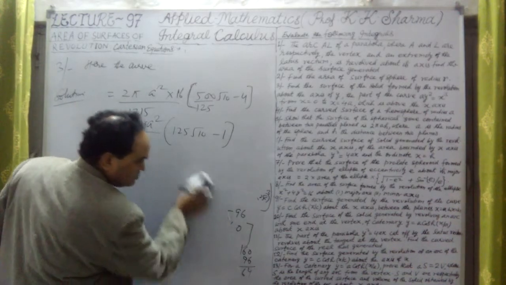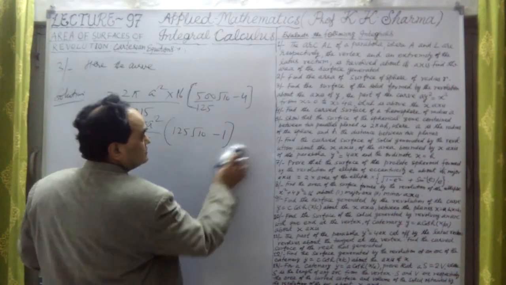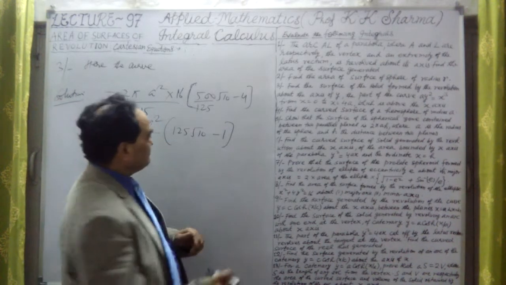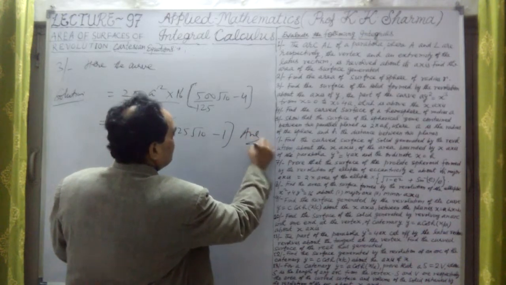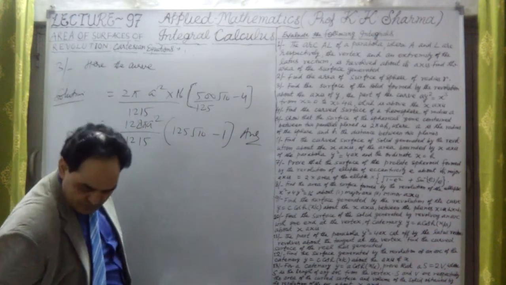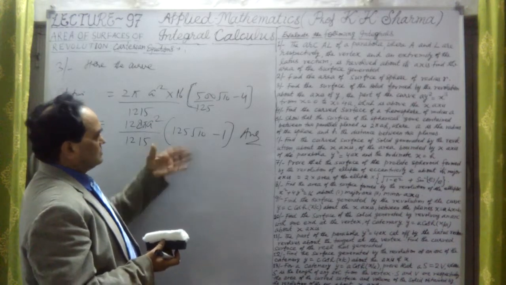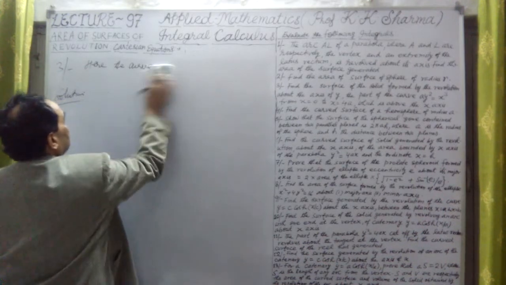Area of the solid generated by revolving that area, that surface around the y-axis. This is question number 3 here. This is the final answer. Question number 3, that is done. Okay. This is about the question. The answer is in this numerical value. So this is question number 3 we have done.